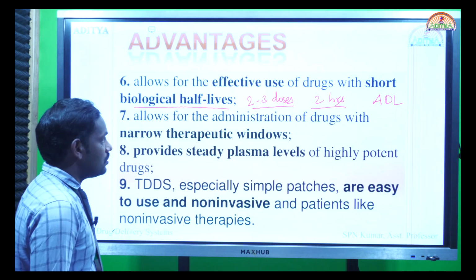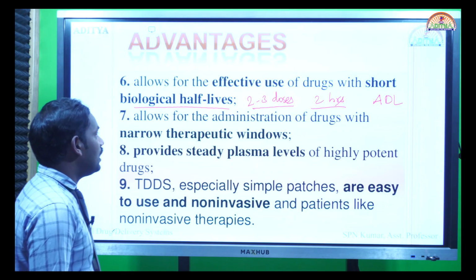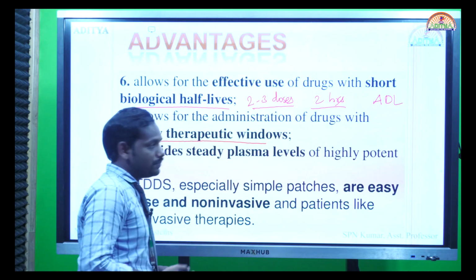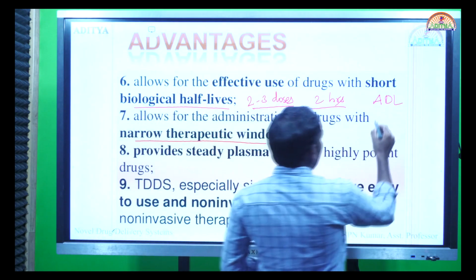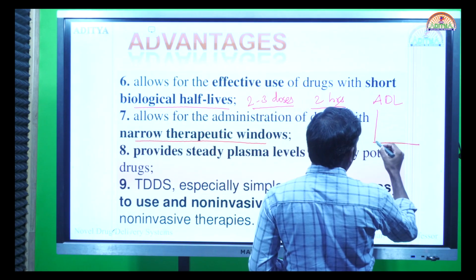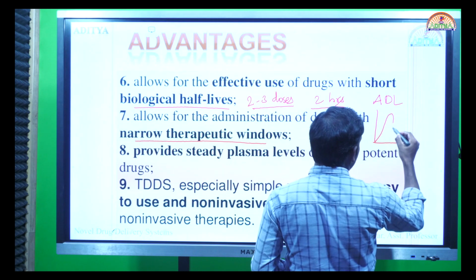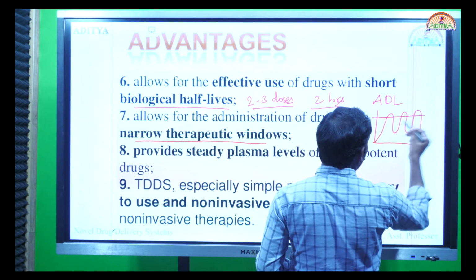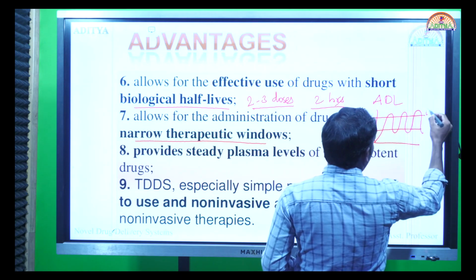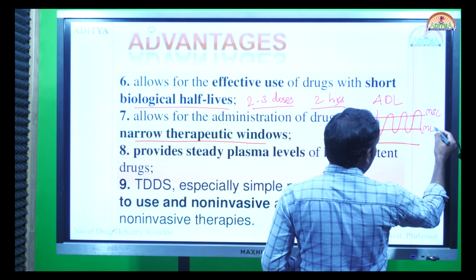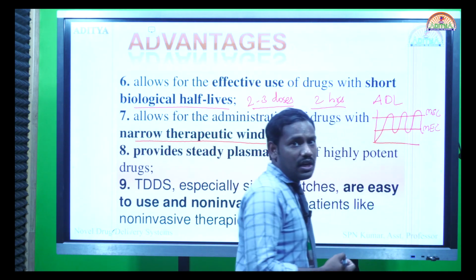Let us see the next point. It allows for the administration of drugs with a narrow therapeutic window. Suppose you are giving a conventional tablet. The problem with a conventional tablet is that there is a crest and a trough. This crest and trough may cause excess of the maximum safe concentration or fall below the minimum effective concentration, both of which are not recommended.